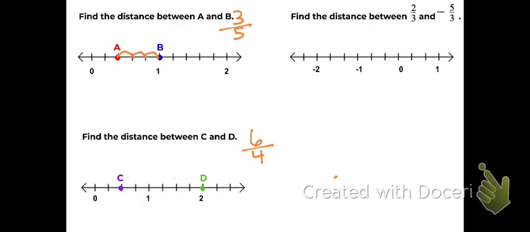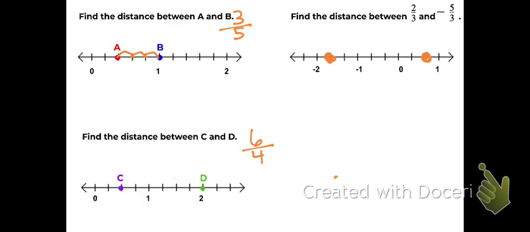So for a positive fraction, you always start at 0, and you're going to move to the right. So in this case, we're moving to the right 2 parts. So right here is 2/3. And then for a negative number, we're starting at 0, but we're moving to the left. So we're moving 1, 2, 3, 4, 5 parts. So this is -5/3.